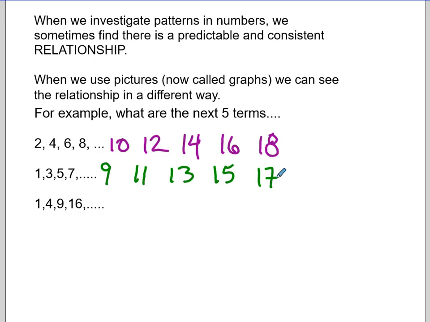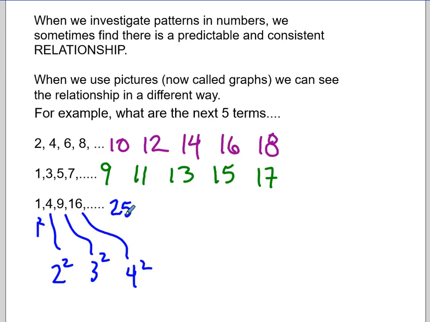Okay, now the last one's a little different. It isn't quite so easy to see what the relationship is. But if you take a good look at your multiplication table, the diagonal line that runs right through it, you'll notice these are all perfect squares. So the first value here is 1 squared. The next value is 2 squared, 3 squared, 4 squared. So the next group of 5 would be 5 squared, or 25, 6 squared, 36, 7 squared, 8 squared, and then of course 9 squared. And those would be the next 5 entries in that relationship.